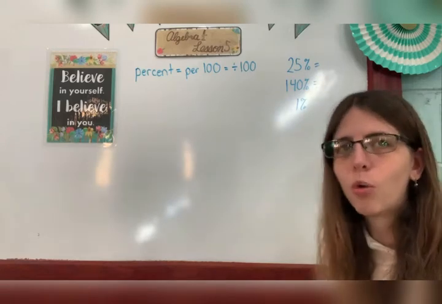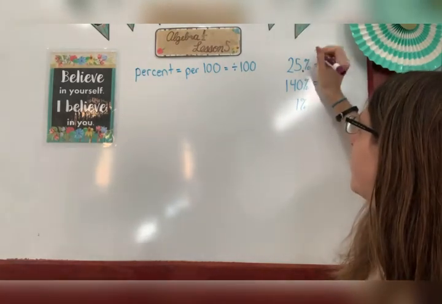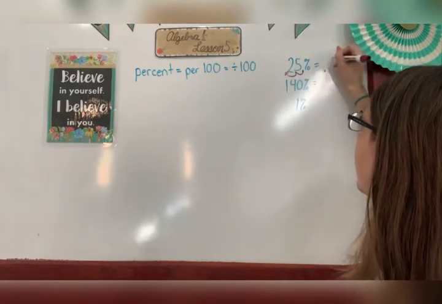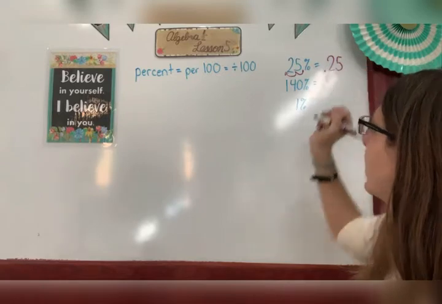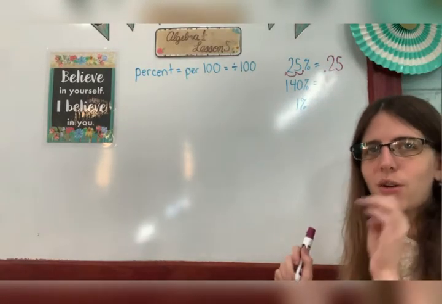Always, always, always. So I have my invisible decimal point here. To make it into a decimal, I move it 1, 2 places to the left. So 25% as a decimal is 0.25. Sorry about the glare on the board. I know it makes it a little hard to see.